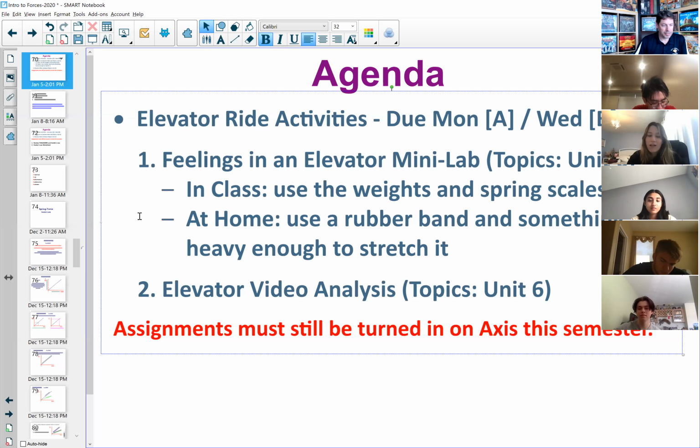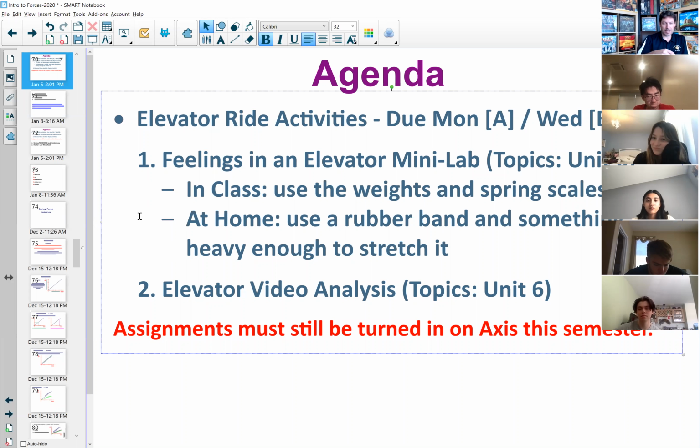So the first one is feelings in an elevator, and it is a little mini lab type of activity. You can barely call it a lab since it's more of just an activity, but if you were in class that one day that B-Day was able to be there, then you have the chance to use the weights and the spring scale and sort of visualize it using that. For most of you, you're going to need to use the alternate method to visualize it, and that is taking a rubber band and attaching something to the rubber band, and then doing the same thing the students did in class, but with a rubber band and an object instead of a spring scale and an object.